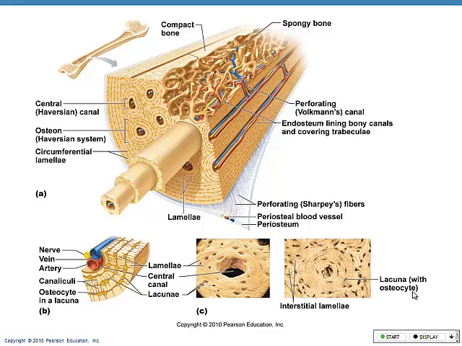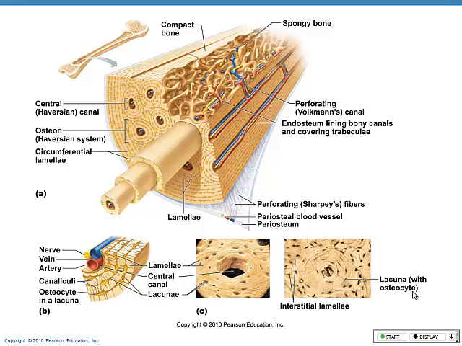As they keep growing out, and that's how they grow from the center out, we're going to see that some of those rings start to become a little bit irregular on the ends. Those are called circumferential lamellae, the ones on the what? The circumference or the outside of the bone.